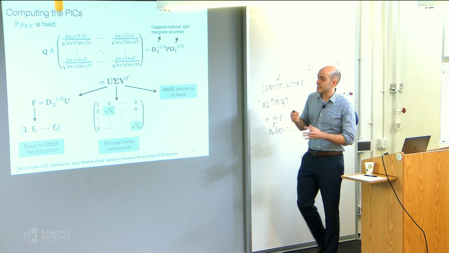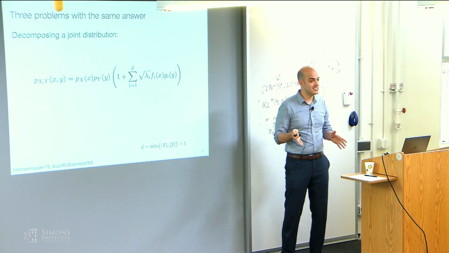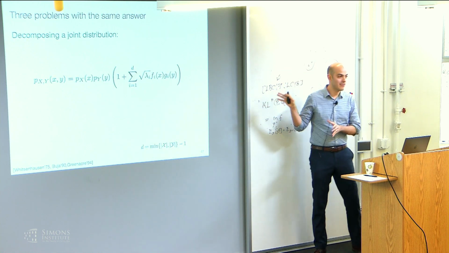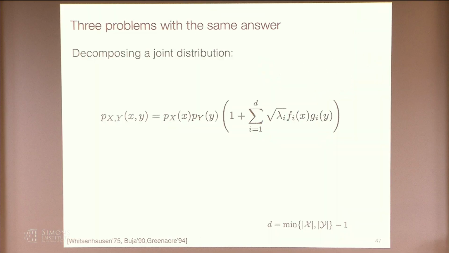Here's an equation that you might find interesting, maybe many of you haven't seen it before. You can think about these principal inertia components as giving you a fine-grained decomposition of the joint distribution. In the discrete case, if you give me a distribution P of xy, I can decompose it in this form, where this is independence, right?